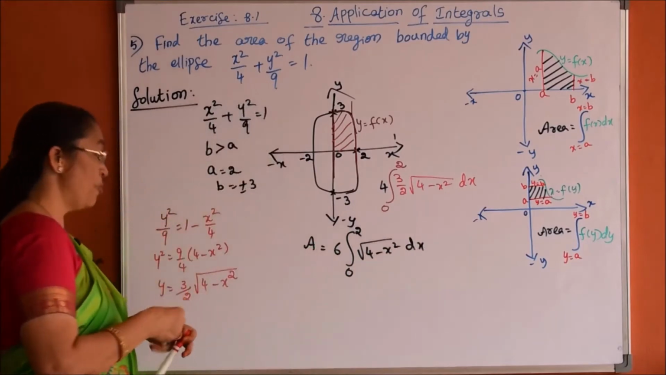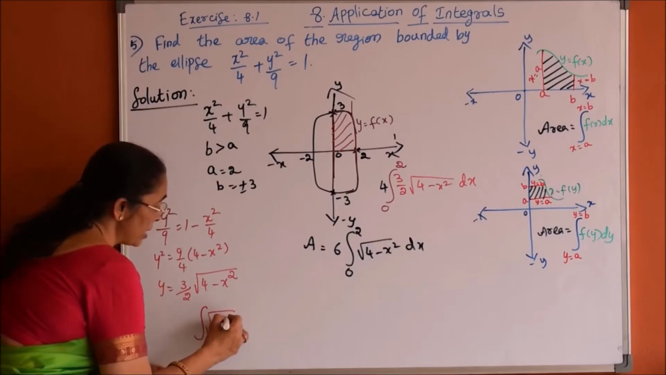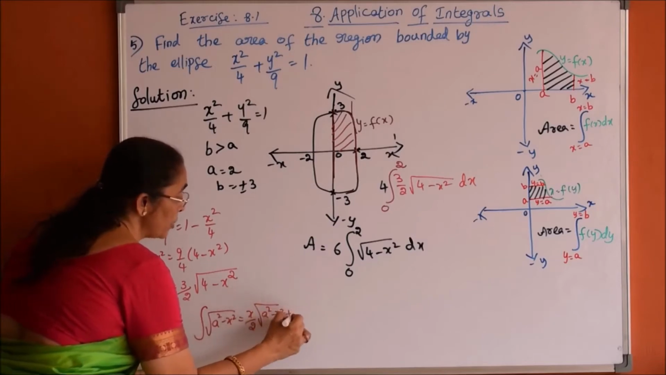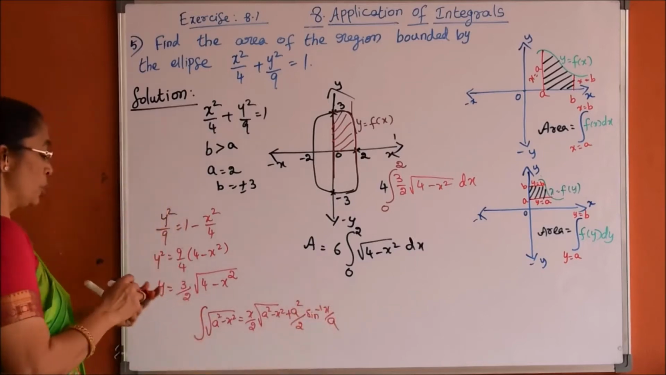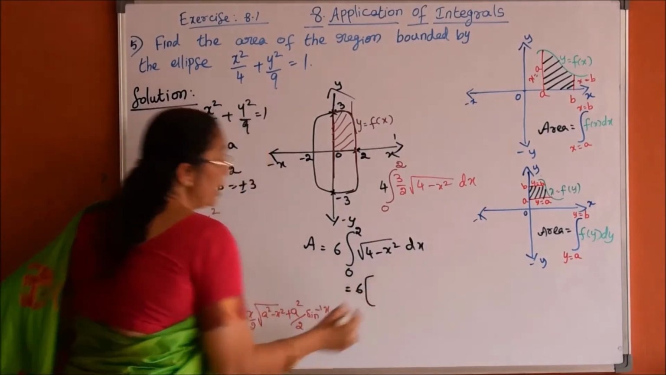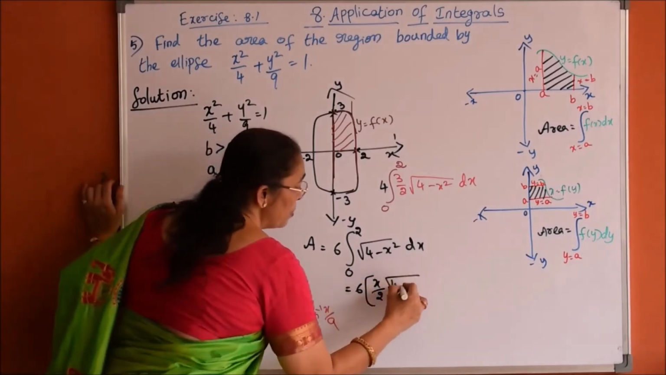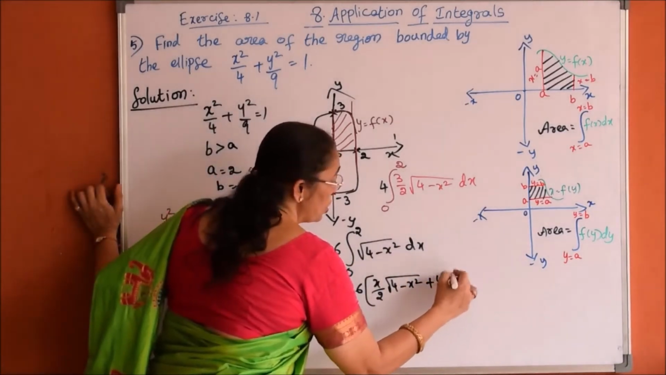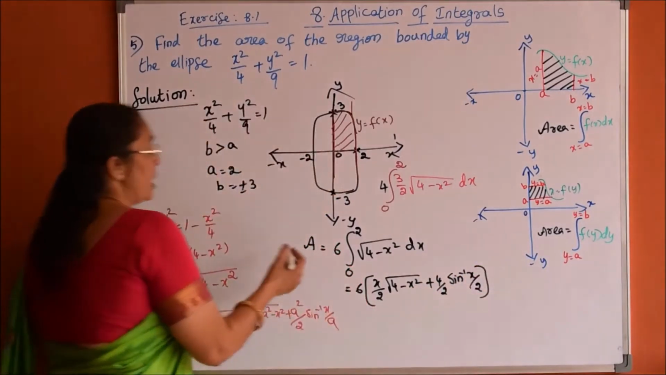Again the same formula, integration of root over a square minus x square, which is nothing but x by 2 root over a square minus x square plus a square by 2 sin inverse of x by a. So using this formula, we will get area is equal to 6 into x by 2 root over 4 minus x square plus 4 by 2 sin inverse of x by a. Here a is 2.